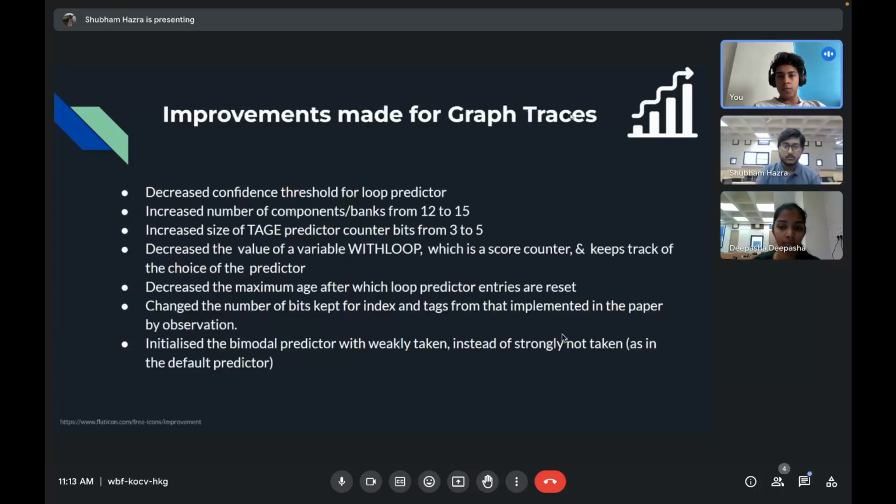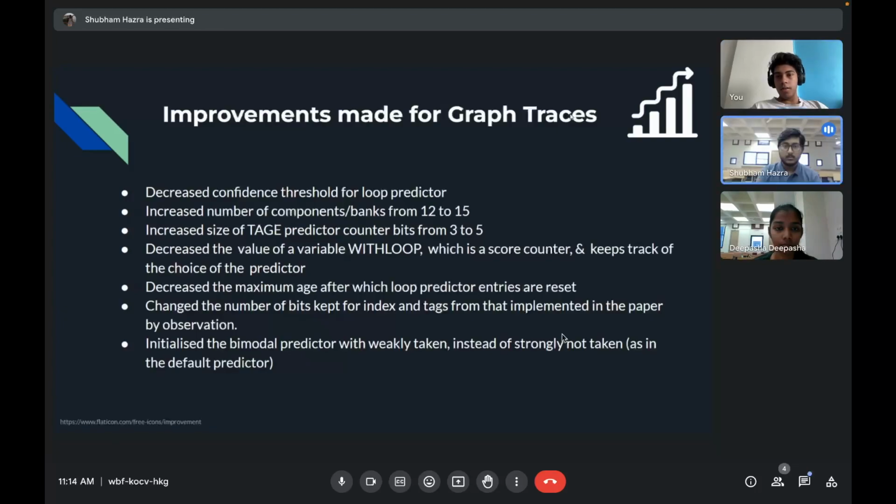The next thing that we did was we increased the number of components from 12 to 15. This allowed us to store more data and have a larger history length, which eventually gave us better results. Next, we increased the predictor counter bits from 3 to 5. This allowed us to have more levels in our prediction, so we could have a stronger condition while branching.